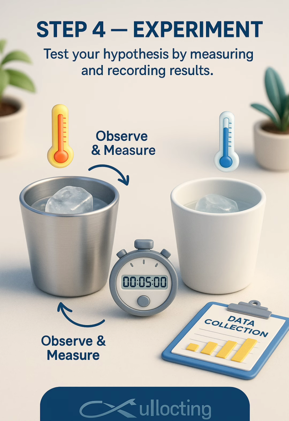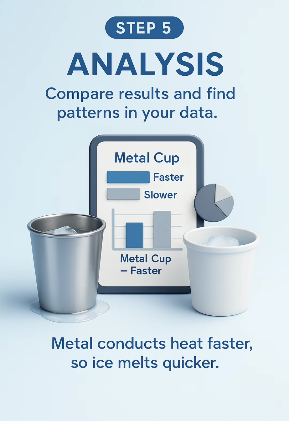Now it's time for the experiment. You take two identical ice cubes, place them in the same room, one in a metal cup, the other in a plastic cup, and note how long each takes to melt. You collect your data. That's the recorded time or observation. Soon you'll notice that the ice in the metal cup melts faster. That's your evidence. Next, we analyze the results.